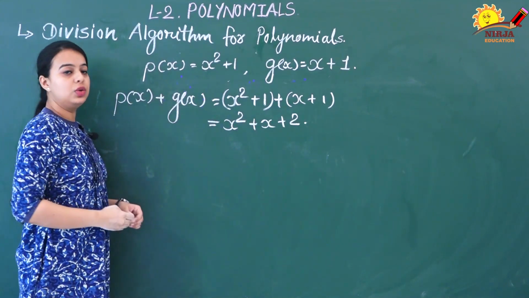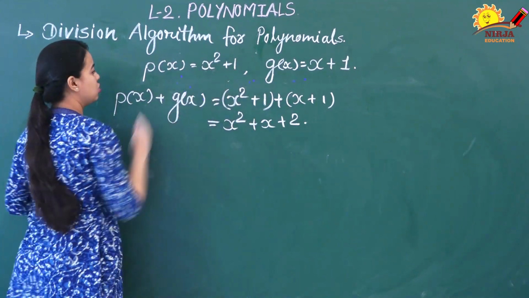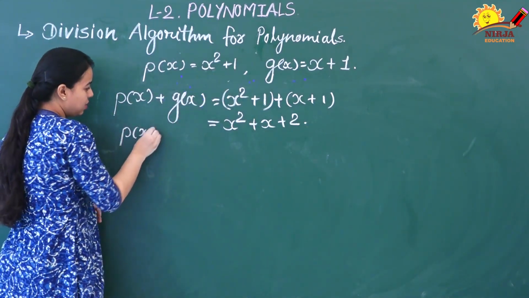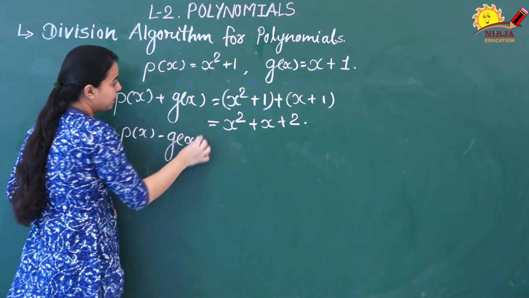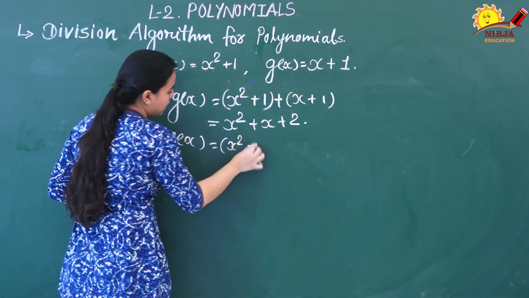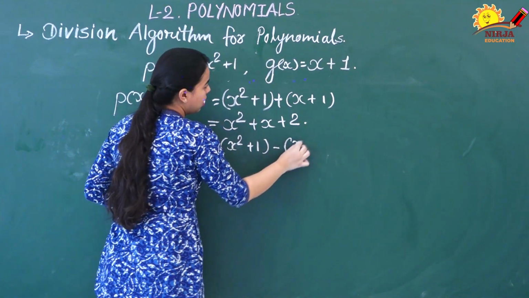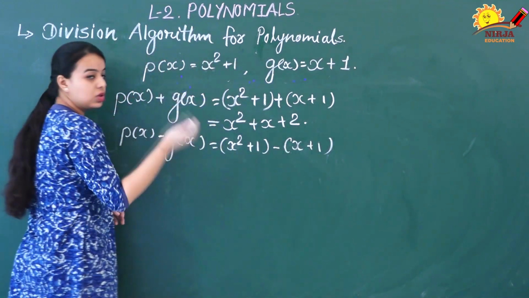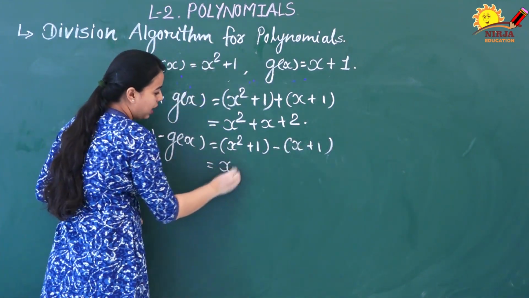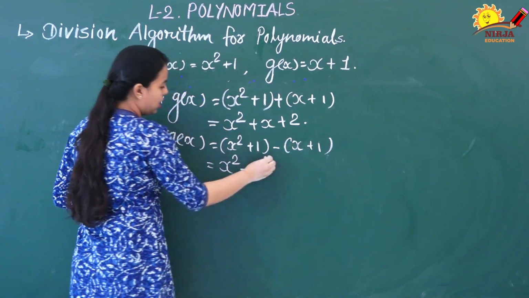Now I am going to do subtraction of these two polynomials, p of x minus g of x. x square plus 1 minus x plus 1. If we solve it further, we will get x square minus x.